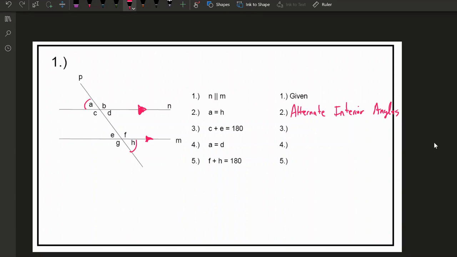Okay, C plus E is equal to 180. So I've got C and E. I put a plus there because they're not necessarily equal to each other. C plus E is equal to 180 because the lines are parallel, and those are consecutive interior angles.